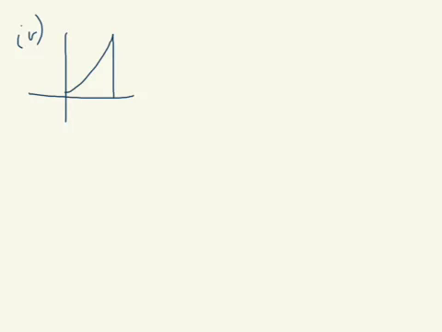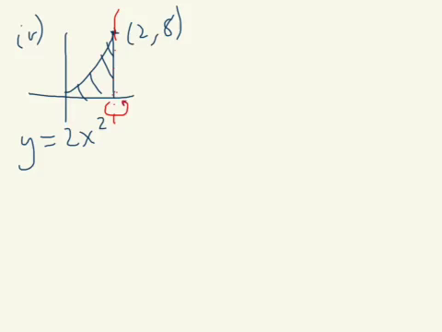sketch here, where this was at (2, 8). This is our shaded region. Again, this curve is y equals 2x squared. That's what the curve is. This vertical line is y equals 2. And we are going to find the volume of this as it's rotated around this axis here, which is the x equals 2 line.